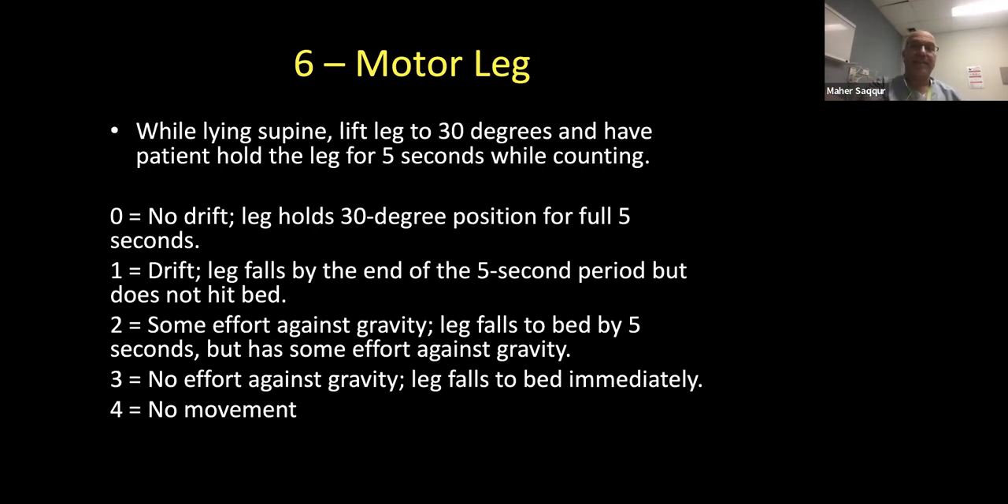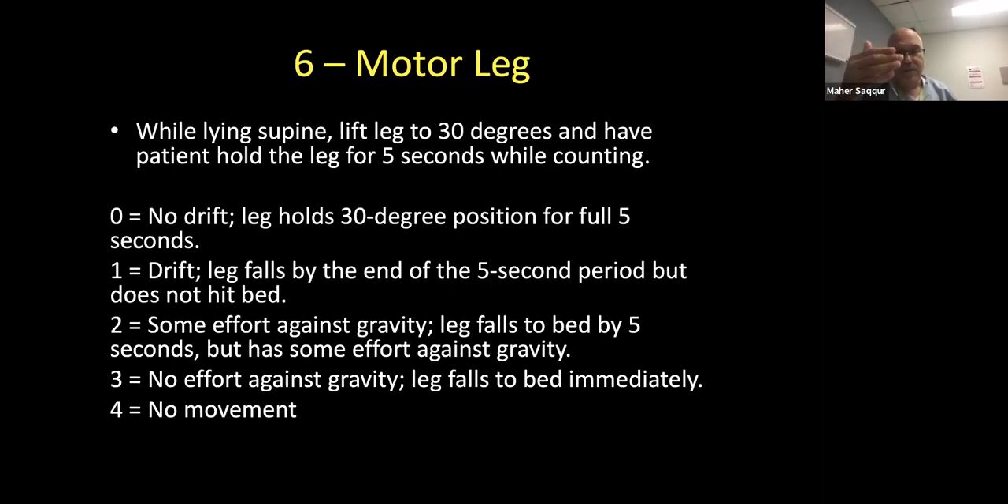However, for the leg, ask them to lift one leg up, but not for 10 seconds, for 5 seconds only. If the leg stays up for 5 seconds without drift, you give them 0. If there is a drift of the leg but it does not hit the bed, I give them 1. If there is some effort against gravity, but the leg falls to the bed within 5 seconds, I give them 2. If patients cannot lift their leg above the bed, there is no anti-gravity effort but there is movement in the leg, I give them 3. If it is paralyzed, no movement whatsoever, I give them 4.